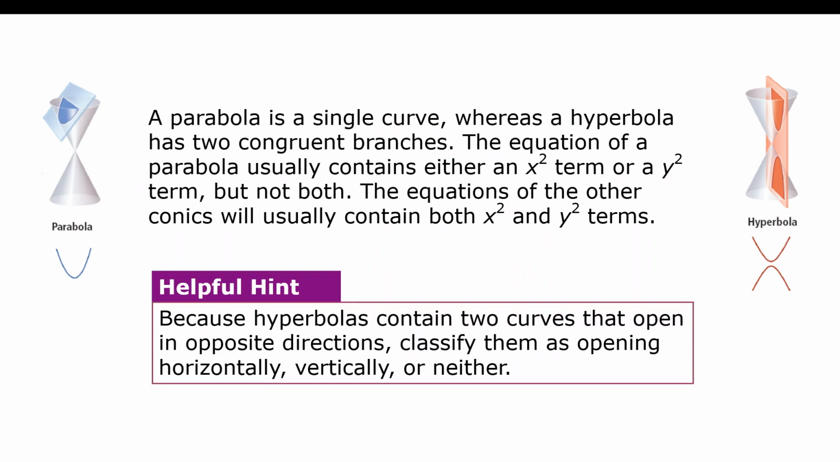All right, so let's now move on to the parabola. A parabola is a single curve, whereas a hyperbola has two congruent branches. The equation of a parabola usually contains either an x squared term or a y squared term, but not both. The equations of the other conics will usually contain both x squared and y squared terms. All right, and you can kind of see why that would be true.